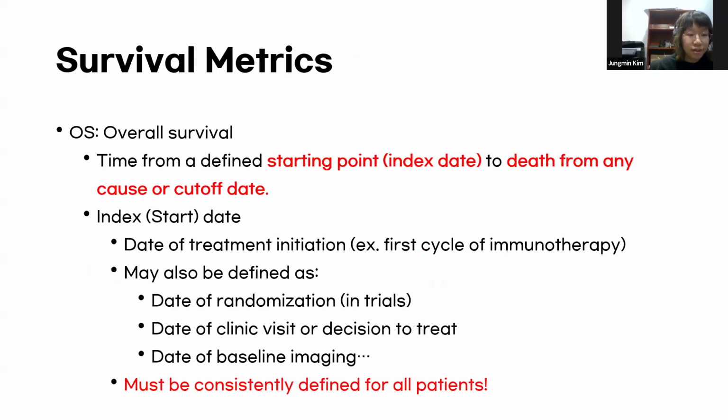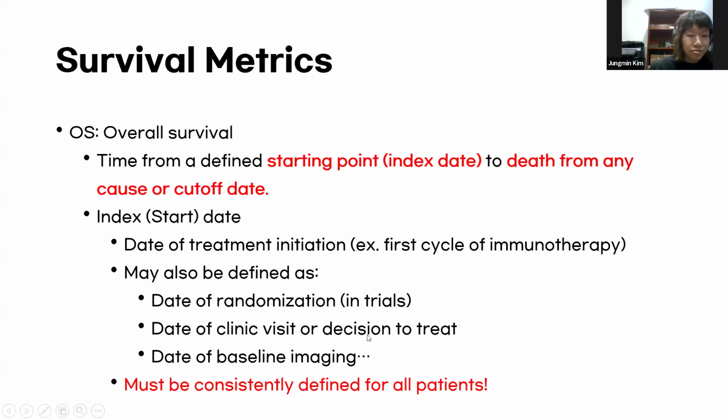And let's define overall survival, or OS, one of the most important outcomes in medical research. OS is the time from a specific starting point, also called the index date, until the patient dies from any cause or until the data is cut off. So what do we use for the starting index date? It can be many things. It can be the date of treatment initiation, like the first cycle of immunotherapy or chemotherapy, but it can also be defined as the date of baseline imaging, date of clinical visit, or decision to treat.